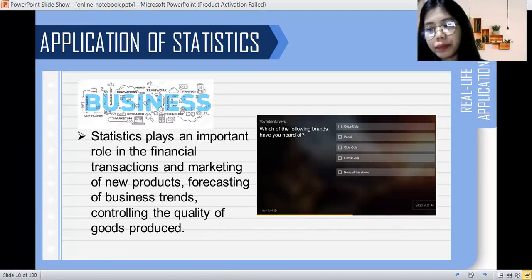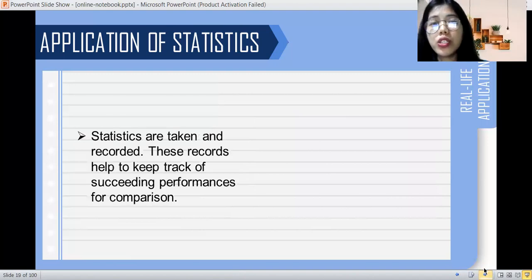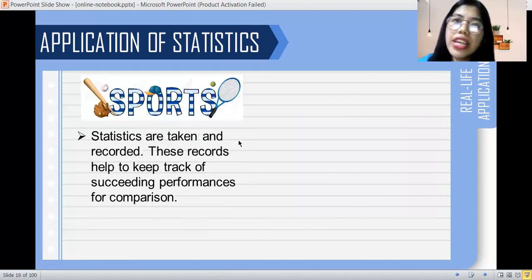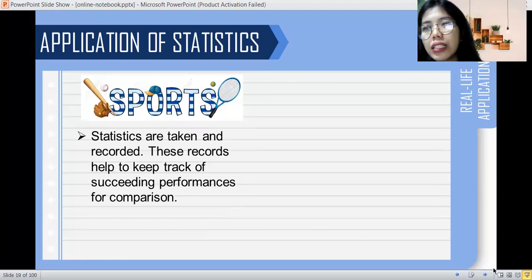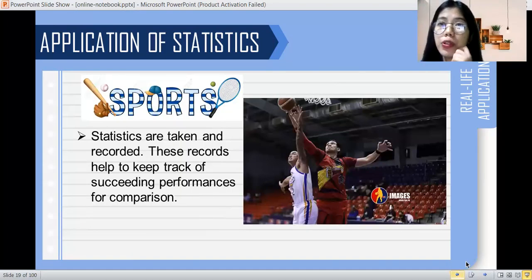And then, we also have in the field of sports. Statistics are taken and recorded. These records help to keep track of succeeding performances. Let's take a look at an example. So example pa natin dito is a basketball game.